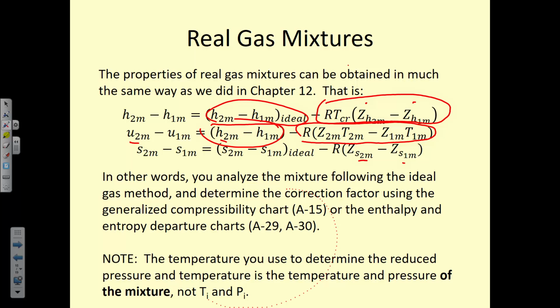And the temperature and pressure that you use to determine the reduced pressure and temperature is the temperature and pressure of the mixture, not T sub i and P sub i. So when you're evaluating property values, use the temperature of the mixture to calculate your reduced pressure and your reduced temperature based on the critical points.